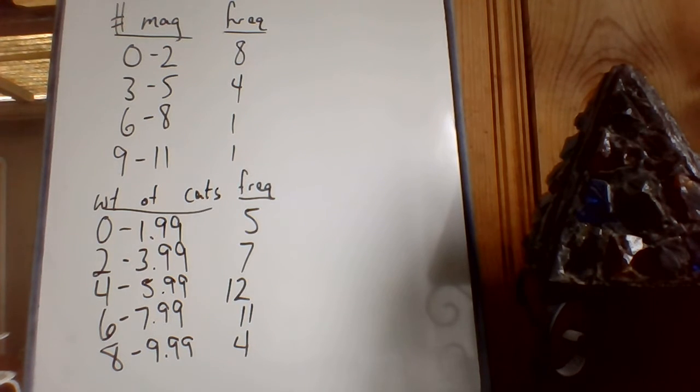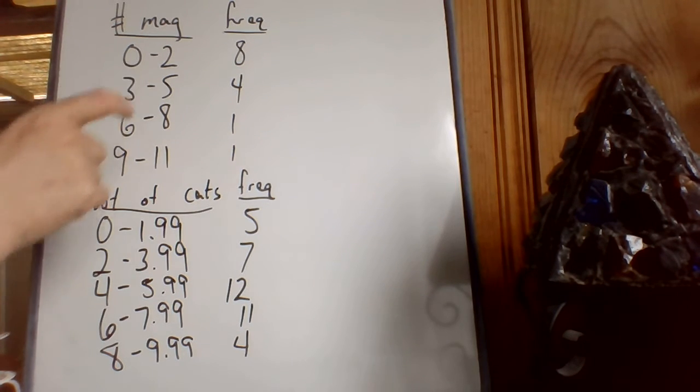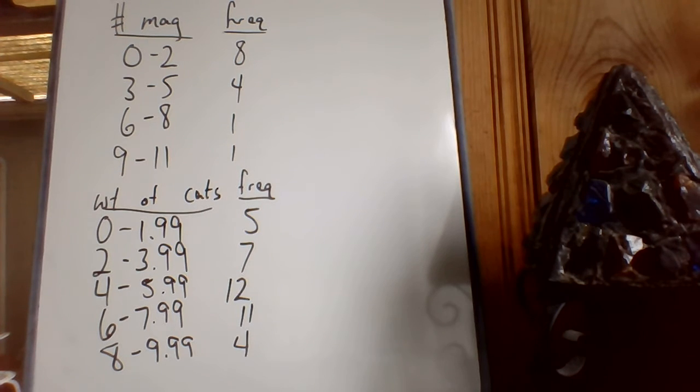Maybe I'm studying magazines and I want to know how many magazines get delivered to your house per month. I go around and ask 14 people, and I class their answers into little categories. The people who said 0 to 2, there were 8 of them, fitting in that category. Then the ones who said 3 to 5, 6 to 8, and 9 through 11. Those are the groups that I had. Now, these little groups are supposed to all be the same size as each other.